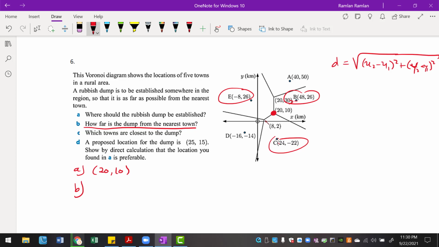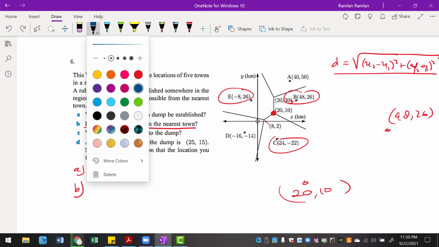Okay, from the Pythagoras formula. Or if you don't want to use this formula, I can put the point here at 20, 10, and then here let's say it's 48, 26. The point B and vertex 2 here. So we can construct a right angle triangle actually, right?